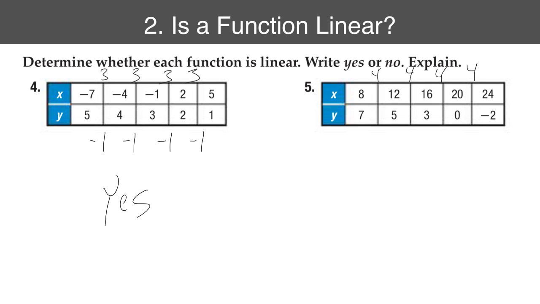5 minus 7 would be -2. 3 minus 5 would be -2. 0 minus 3 would be -3. And so now you see we have now changed, and because of that, we would say it is not linear.